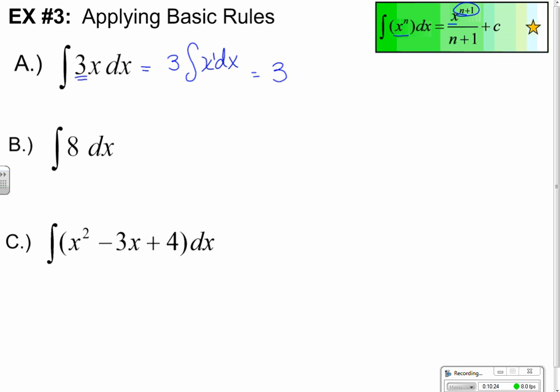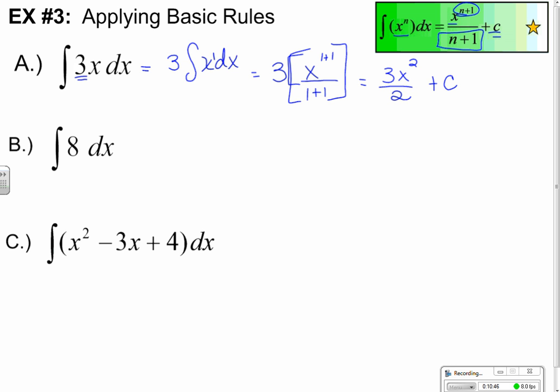So we're going to have our 3 out front. I'm going to take my x and raise it by a power, and then I'm going to divide by this new power that I just created, the 1 plus 1. That'll give me 3x squared divided by 2 plus some constant. You've got to have a c there at the end.